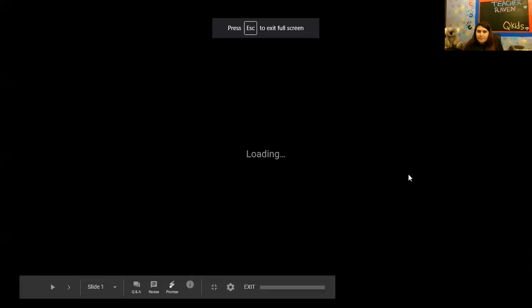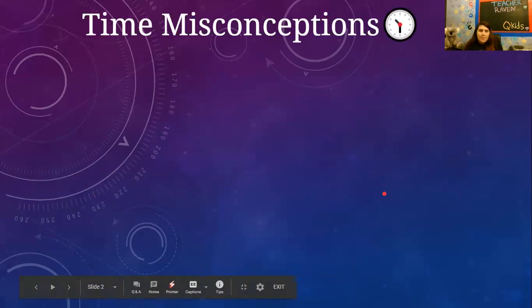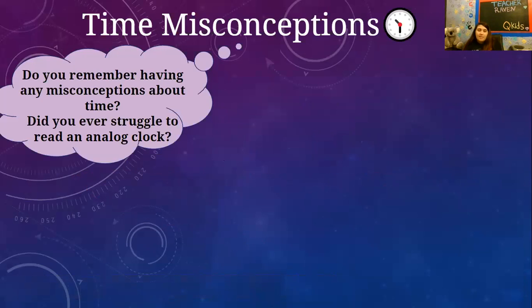I had developing measure concepts as my chapter, specifically focusing on time and money. So first we're going to talk about time misconceptions. If you look on the Google form, it'll ask you, do you remember having any misconceptions about time? Did you ever struggle to read an analog clock? A clock that looks like this. I know some adults who can't read an analog clock, so it's something a lot of people do struggle with.